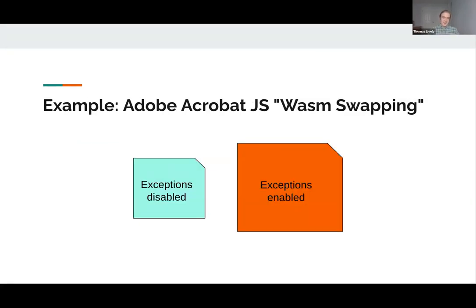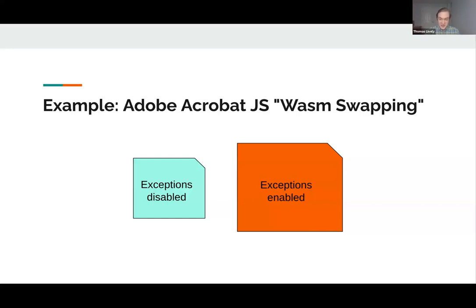So this is not just theoretical, right? We know that if we can reduce the size of code, it will improve startup performance. And we know this because there are folks out there already doing something similar. So I want to share this example from Adobe, and they published a blog post about this. So they have a technique that they call WASM swapping for their Acrobat.js product.